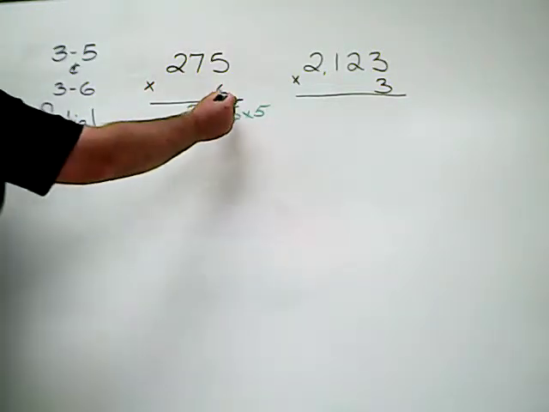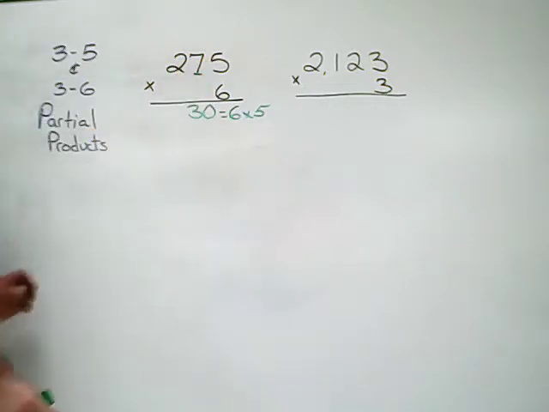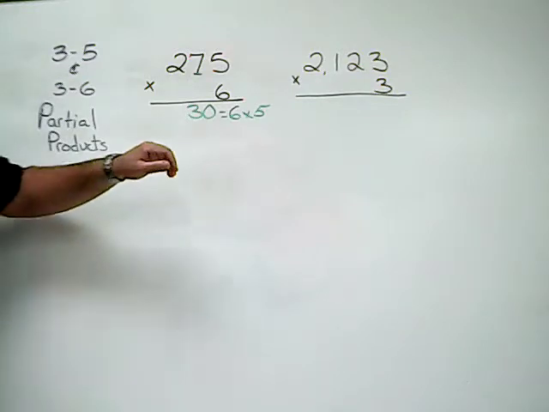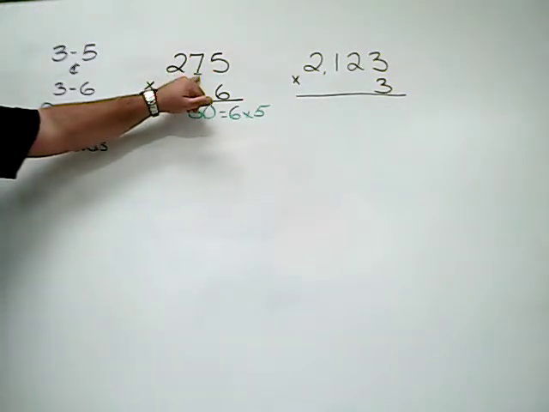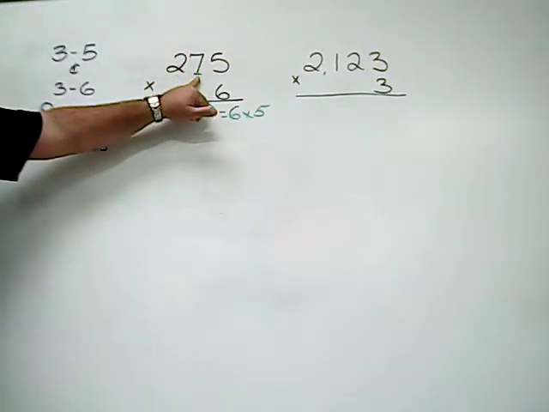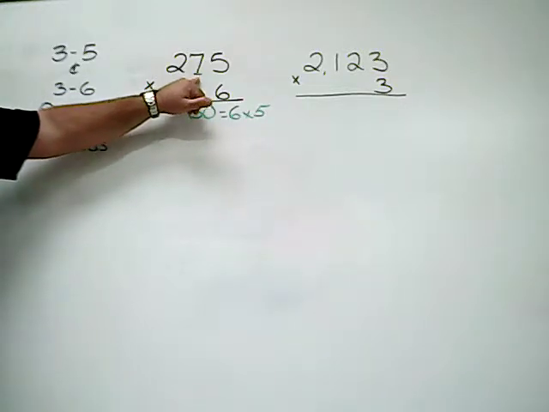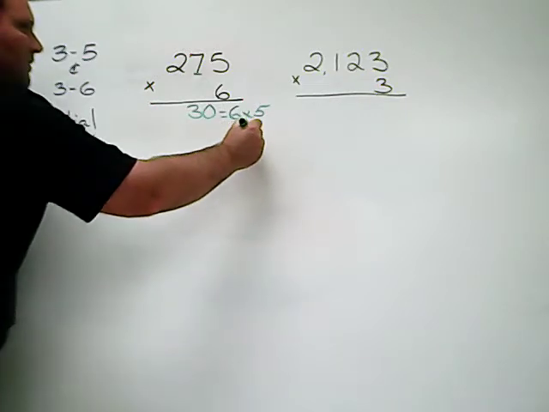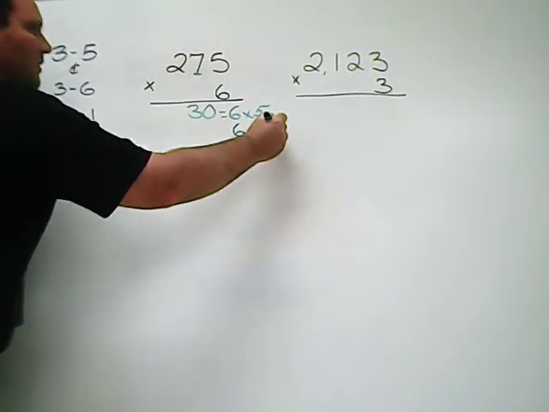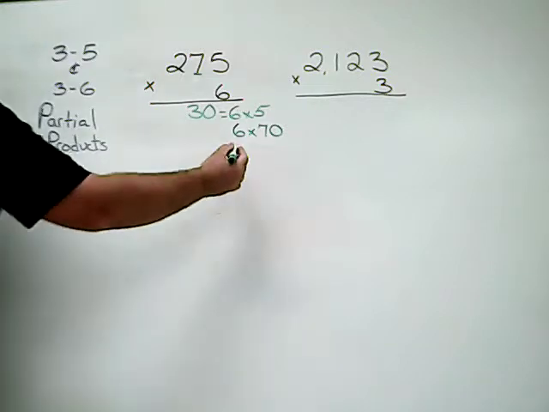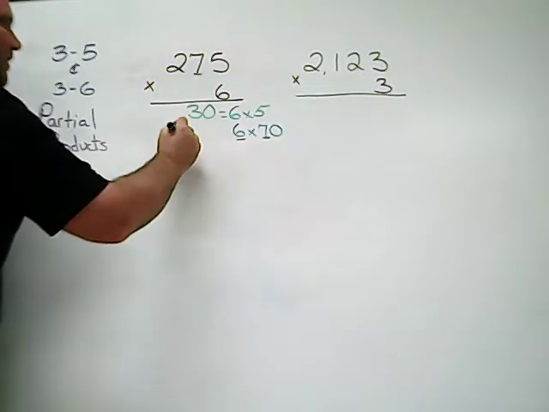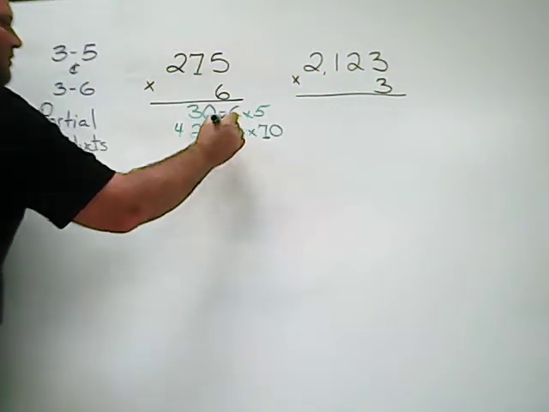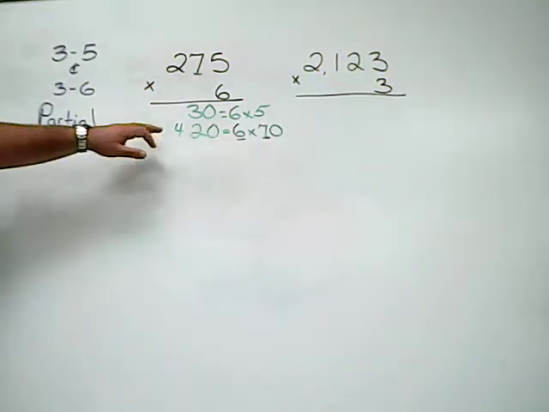Next, 6 times, now this is where it gets a little bit different. I'm not just doing 6 times 7. I'm actually doing 6 times 70 because my 7 is in the tens place. If I count by tens 7 times, it's going to be 70. So it's 6 times 70. The basic fact, 6 times 7 is 42. And I have 1 zero at the end to add on for a partial product of 420.